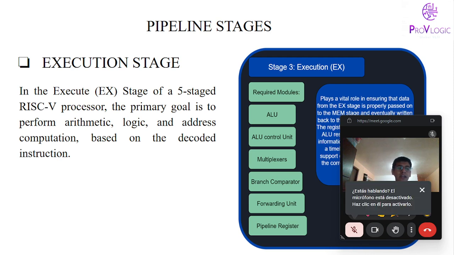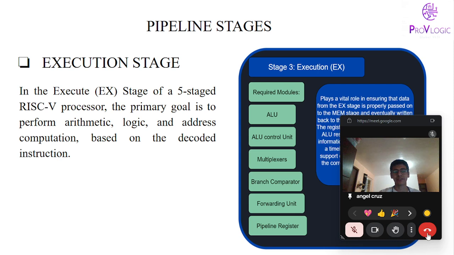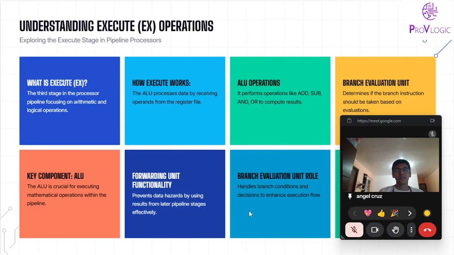Some of the modules that are included in this stage are the ALU control unit, multiplexers, branch comparator, forwarding unit, and the pipeline register. So to understand a little bit more about this process, I'm going to be talking about how this works.